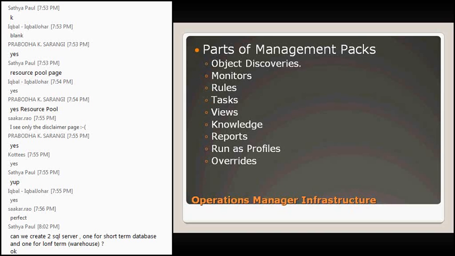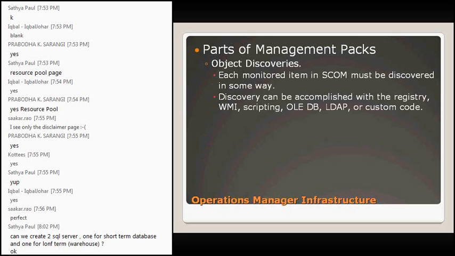So I'm going to go through each and every part in detail and keep you understanding what this is all about. If I talk about the object discovery, I think it is something that everybody can understand from the name itself. What objects do you want this management pack to discover? That's basically what that part says. Basically, it can be WMI, it can use a registry, it can use a script, or it can be a normal LDAP query, or any sort of custom code that it has to run. So that's basically the object discovery part of it.